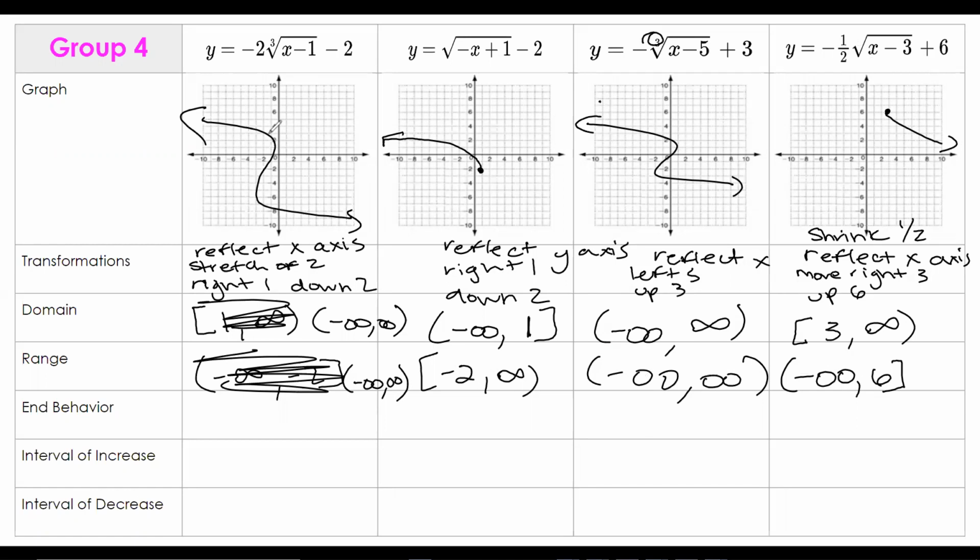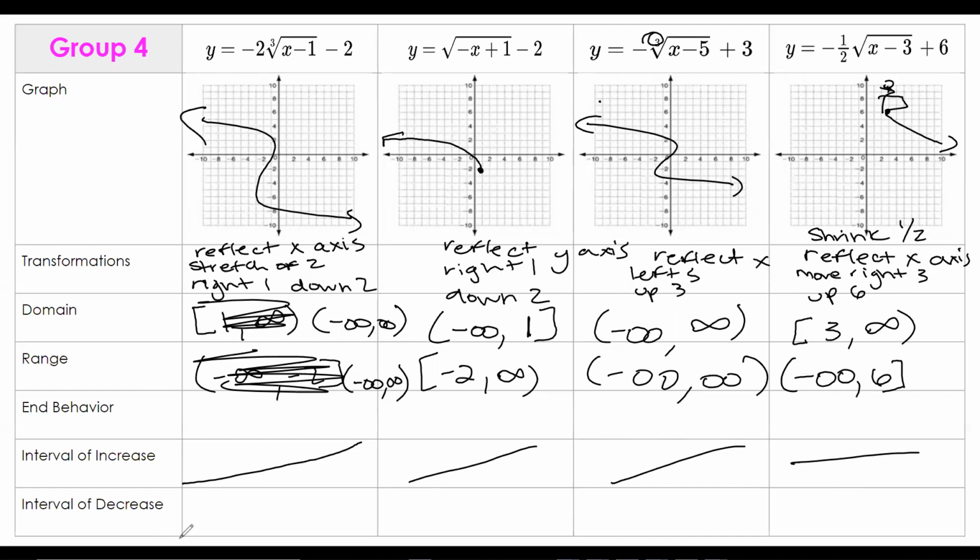Okay. So my question to you, is this guy increasing or decreasing on this first one? Decreasing. So we can go ahead and eliminate that little box for increasing. On this next one, are we increasing or decreasing? Decreasing. Okay. And then for this one, are we increasing or decreasing? Okay. And on the last one, what are we doing? Okay, they're decreasing. Remember, it's like getting on a Six Flags ride. Are we going up or down? We're going down.